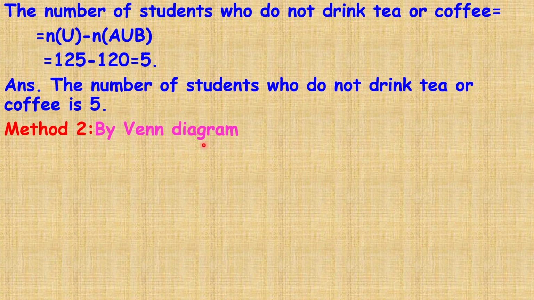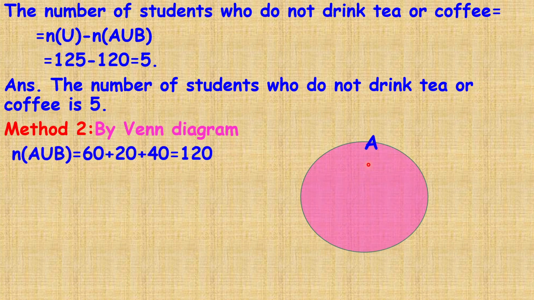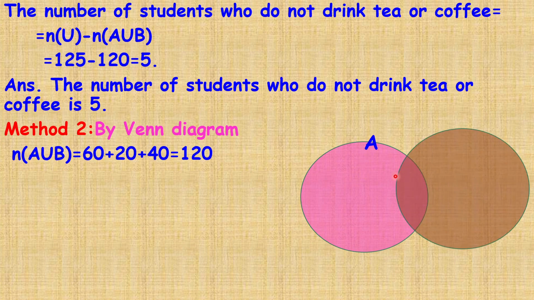Second method, by Venn diagram. Here set A is given. Set A is the number of students who drink tea, and set B is the number of students who take coffee. And 20 students take both tea and coffee. Therefore, here 20 students are the elements of A intersection B.